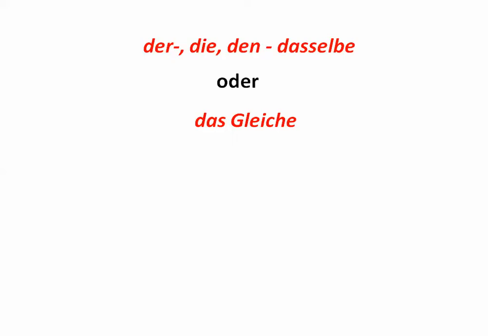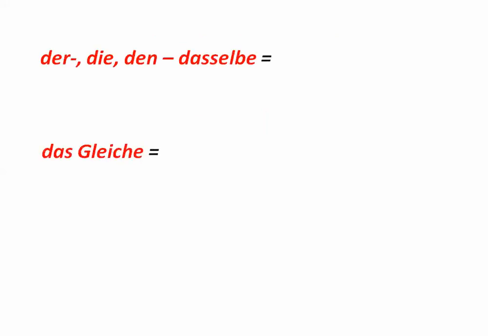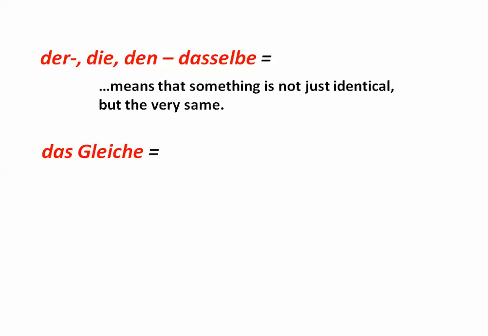So today we're going to talk about the differences between these two words and how to use them and understand how to use them in German. So first of all, we have to break down what they mean. There is a difference in meaning between the two. Using dasselbe, derselbe, dieselbe, denselbe means that something is not just identical, but the exact same thing. Okay, so it's the exact same thing you're referring to.